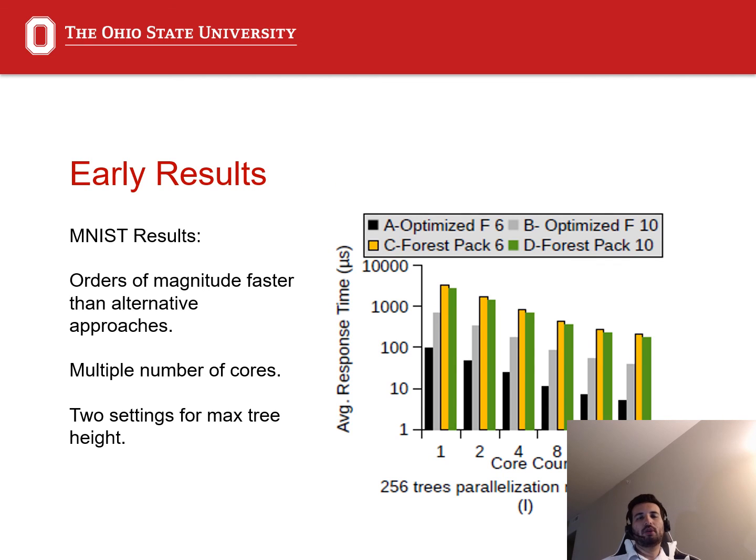To evaluate our algorithm, we use the MNIST dataset for a few random forests, and we compare to state-of-the-art forest packing. We compare using different numbers of cores as well as different settings for the maximum depth of each tree that was allowed. And our approach performs orders of magnitude better.